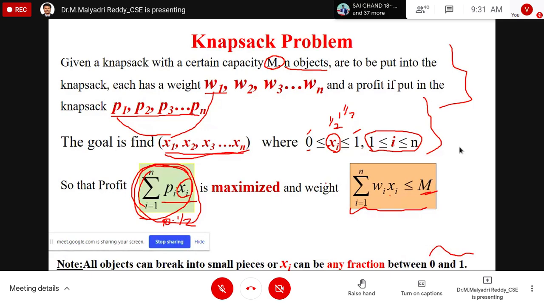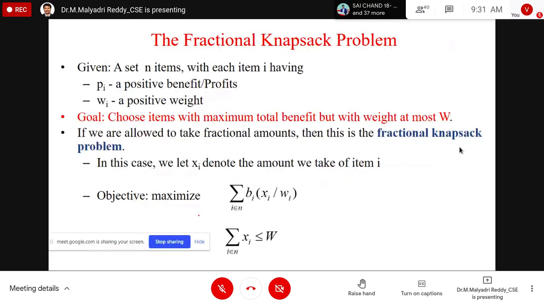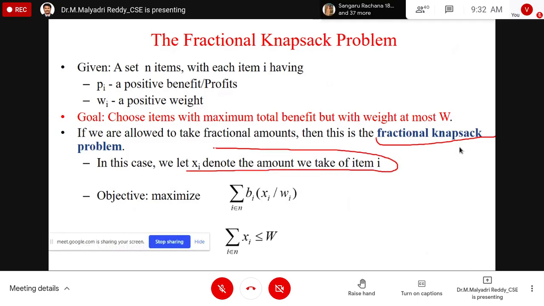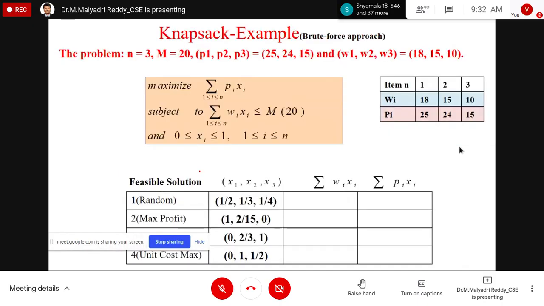So going to the problem, this is the same approach. Sometimes we name it the fractional knapsack. Why? Because Xi denotes the amount taken from item i. Take this example.